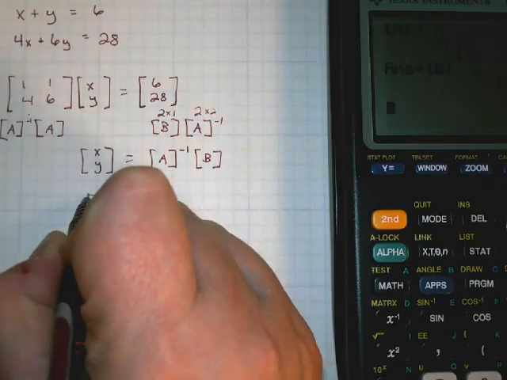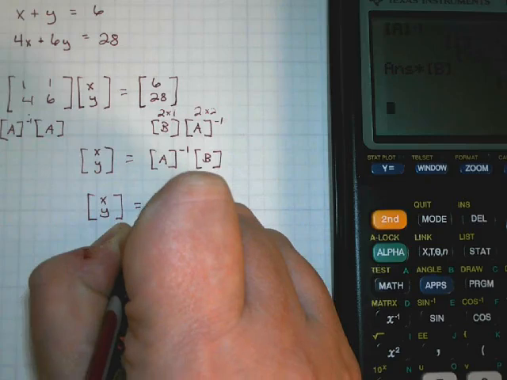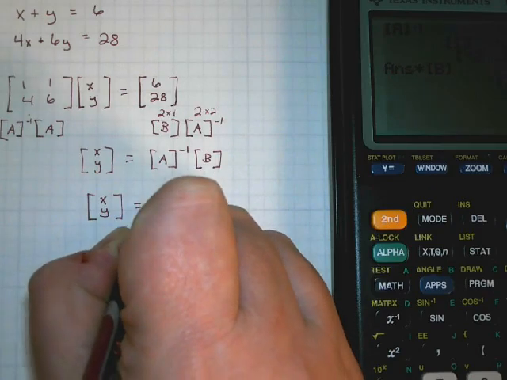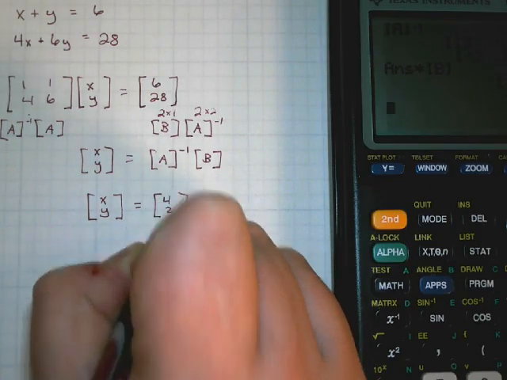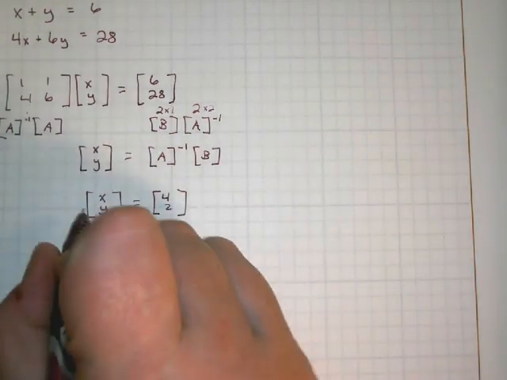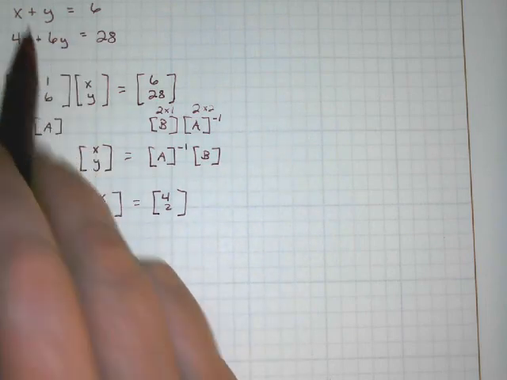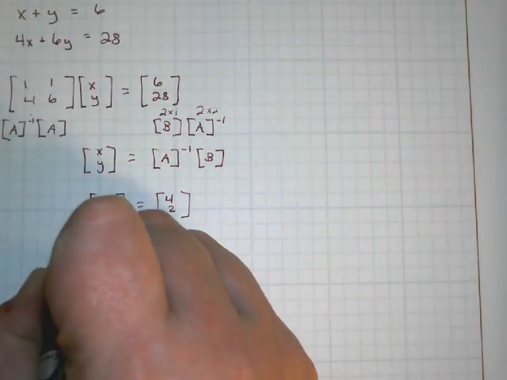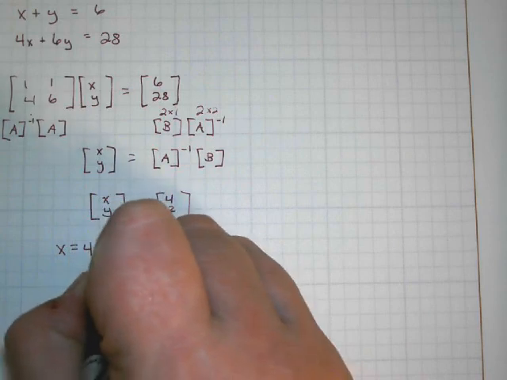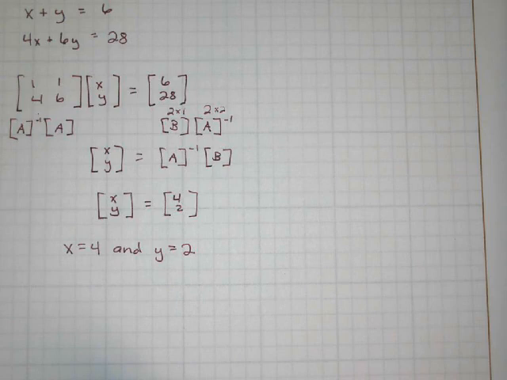So let me just go ahead and rewrite this here. Matrix XY equals matrix 4, 2. Well, what does this really mean? It really means that the solution for this, the values of x and y that make this true, is x equals 4 and y equals 2. And I'm done. The calculator has done everything for me.